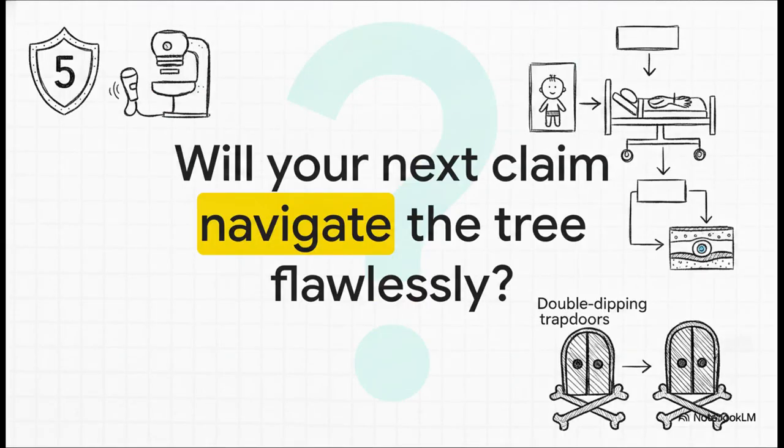We've built the flowchart. You know how to separate by age, how to define imaging versus bedside placement, how to handle sub-Q ports, and exactly how to avoid those deadly double-dipping trapdoors. The logic is totally clear. So armed with all this, I challenge you to apply this to your very next chart. Will you let the trapdoors catch you, or will your next claim navigate this decision tree flawlessly?